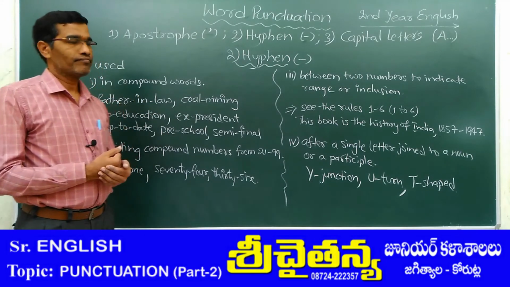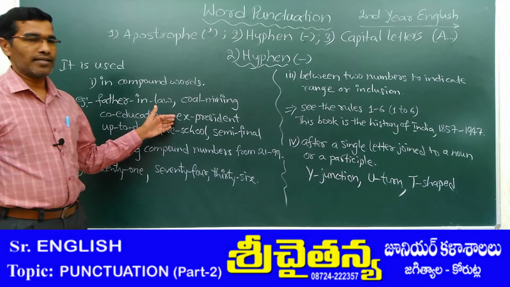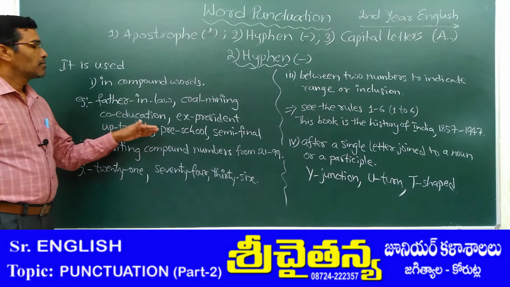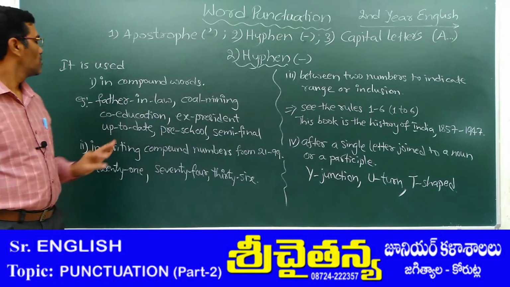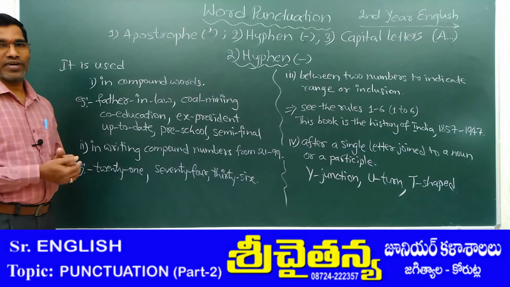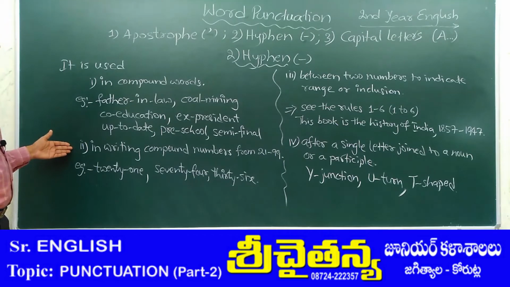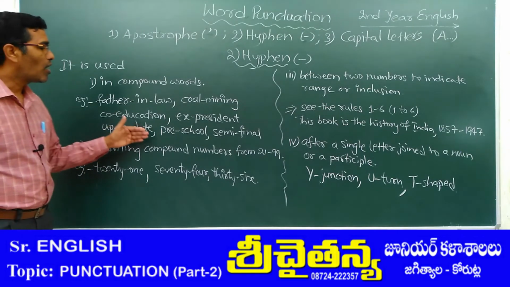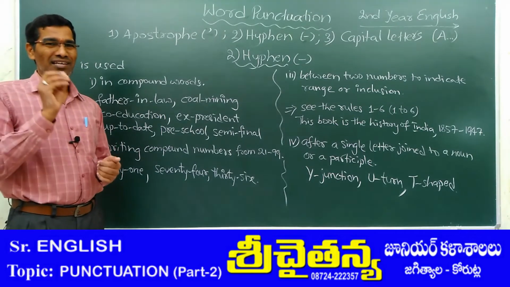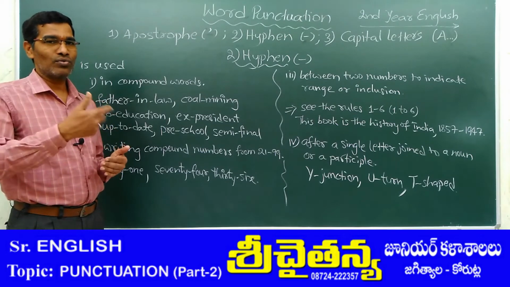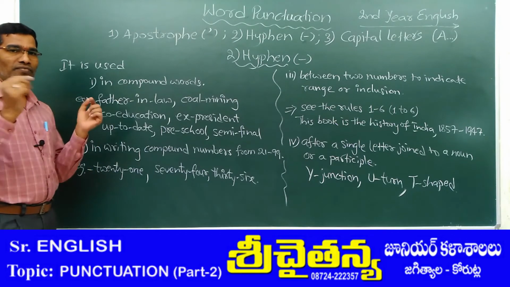Coal mining, co-education, ex-president, up to date, preschool, semi-final. Right? These are all where we use hyphen. The second use of hyphen is in writing compound numbers from 21 to 99, not in digits. If we want to write in words, we use hyphen between the 2 words.